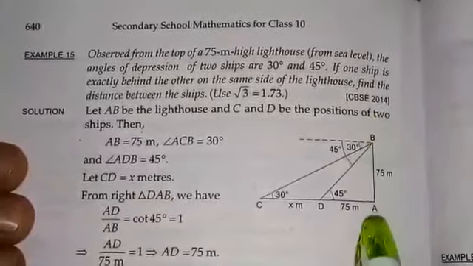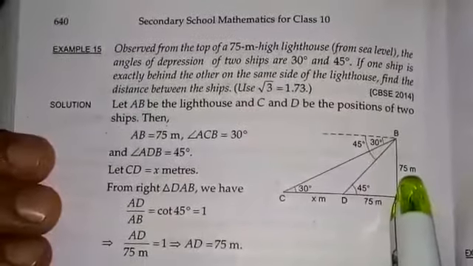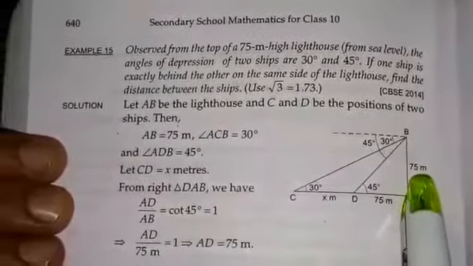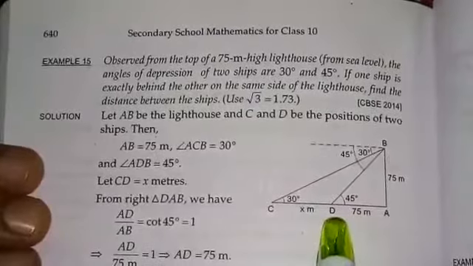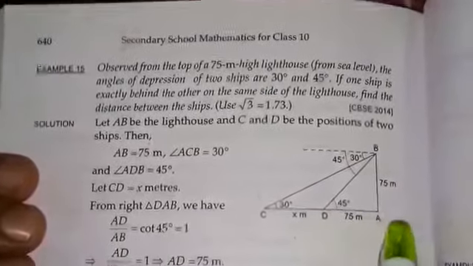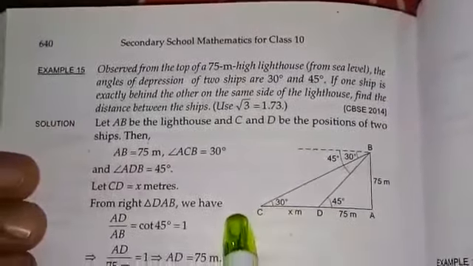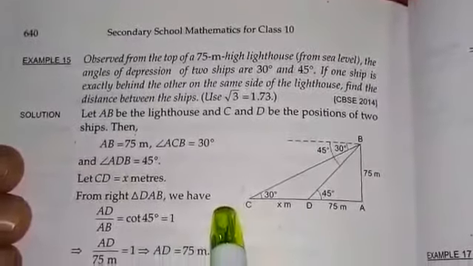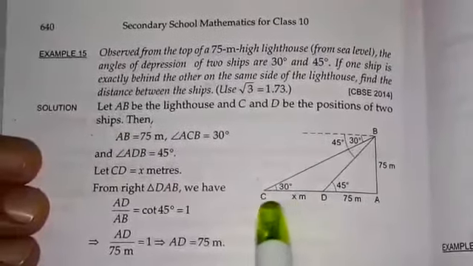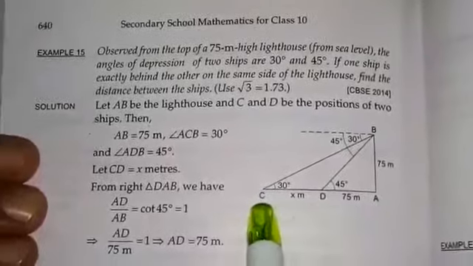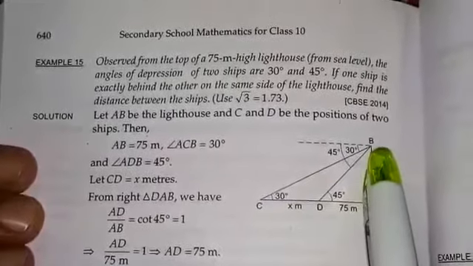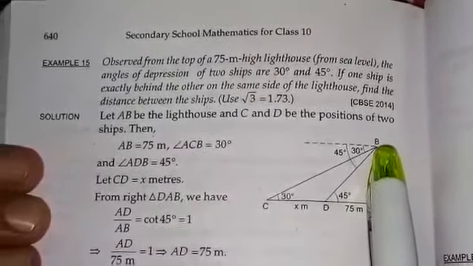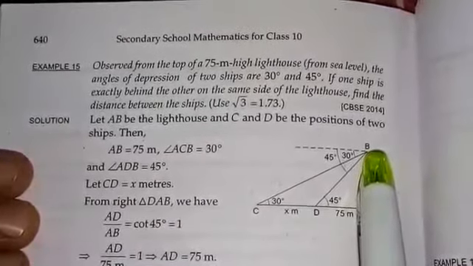AB is a lighthouse 75 meters tall. C and D are the positions of two ships on the same side of the lighthouse. Also, it's given that one ship is exactly behind the other ship. There is an observer on the top of the lighthouse, that is at B.